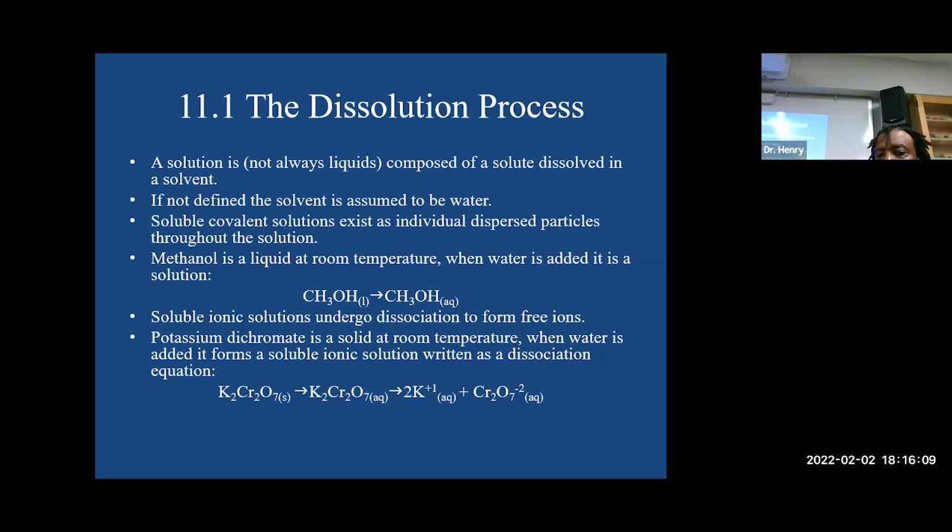So soluble ionic solutions basically will go through dissociation. Like for instance, sodium chloride. So when we put salt in water, what happens? It dissolves, right? It basically will disperse throughout the entire thing, and you can tell, and basically our ions are separate. We have our plus.